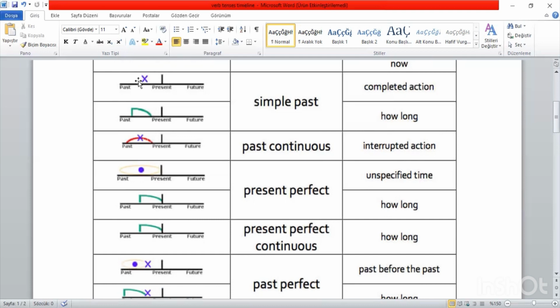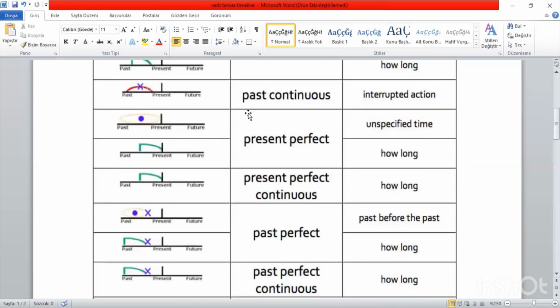You can see the cross is in the past section, and you can see this action completed, this action finished, okay? And we have past continuous tense. So past continuous tense is generally used to talk about interrupted actions in the past. So we usually have two actions which are short and long actions. So these two actions are happening in the past, but the short one interrupted the long action.